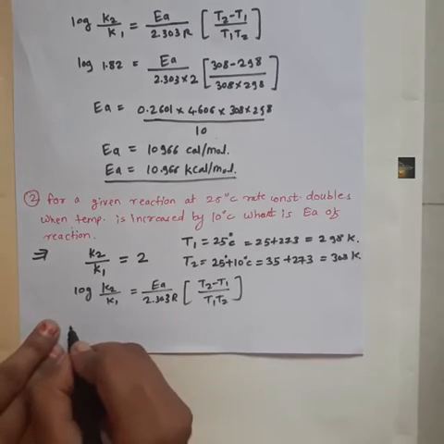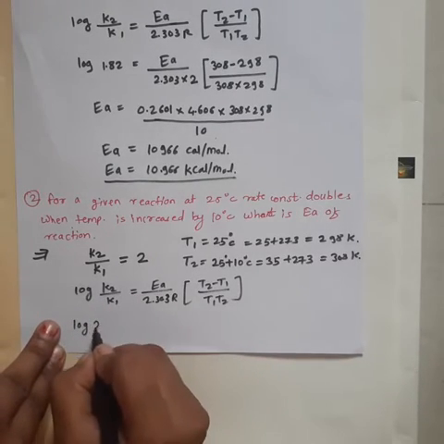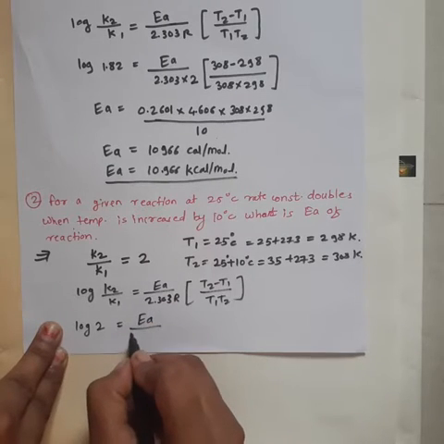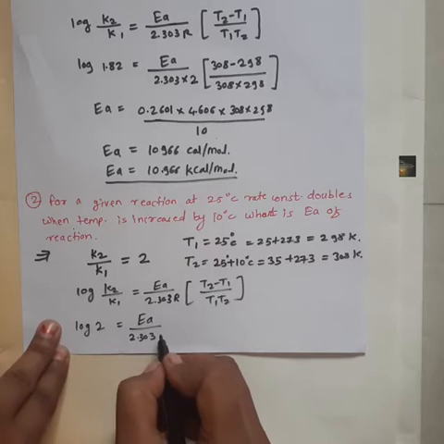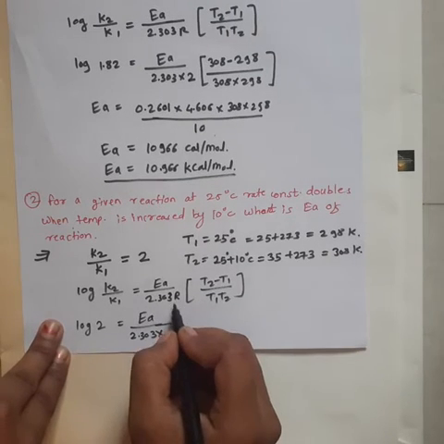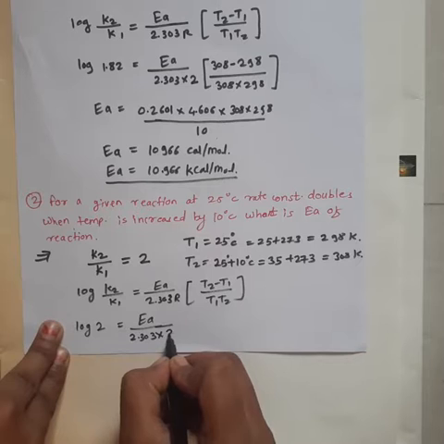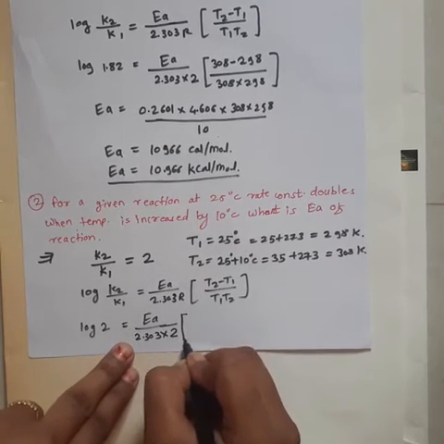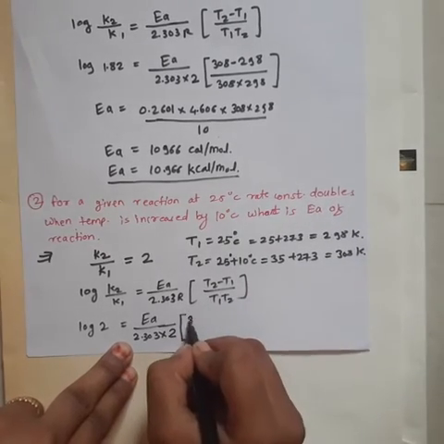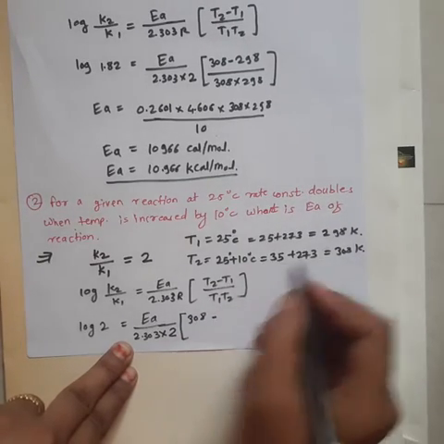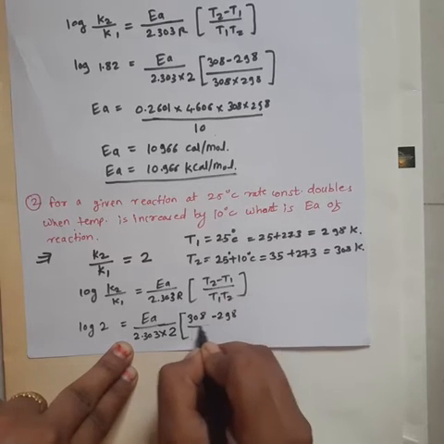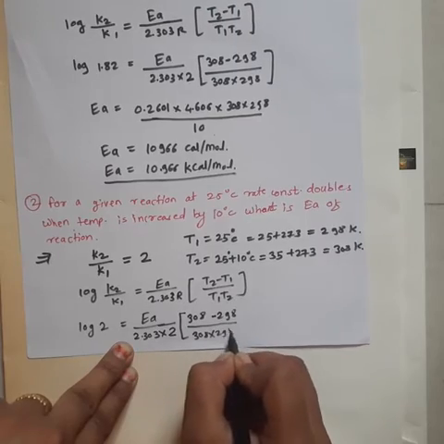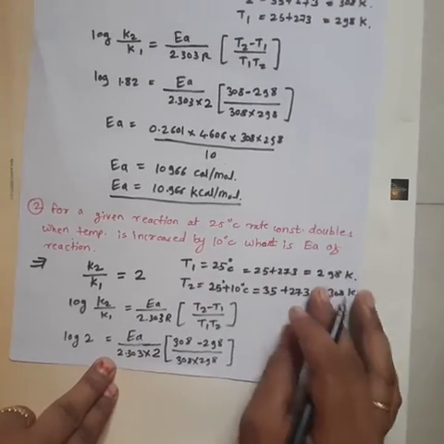So if we put the value, log of K2 upon K1 is 2, and what is this activation energy we have to calculate into 2.303, and what is the value of R? If the value of R is not given, we have to take the value of R, that is 2 calorie. So R is 2 in bracket. T2, what is T2? T2 is 308 minus what is T1? 298 divided by 308 into 298. So all the values are given.